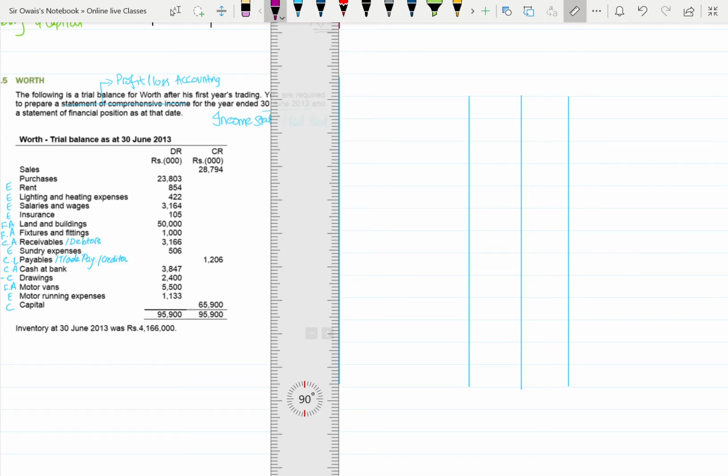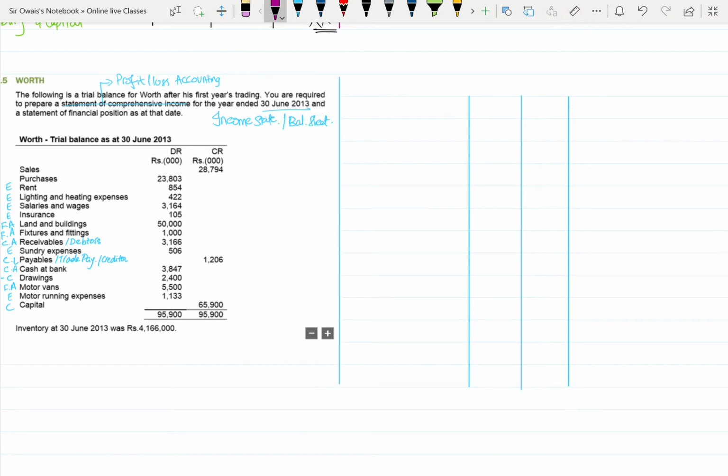The first thing that we need to do is write the name of the business, that is Worth, W-O-R-T-H, and then we will give the heading of the statement, that is income statement. I am writing the short forms here, but you need to write full forms. Income statement for the year ended 30th June 2013.